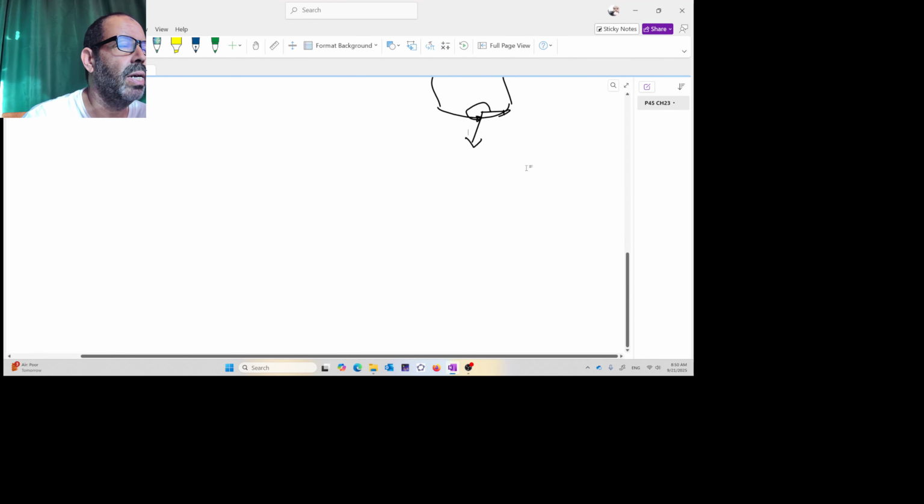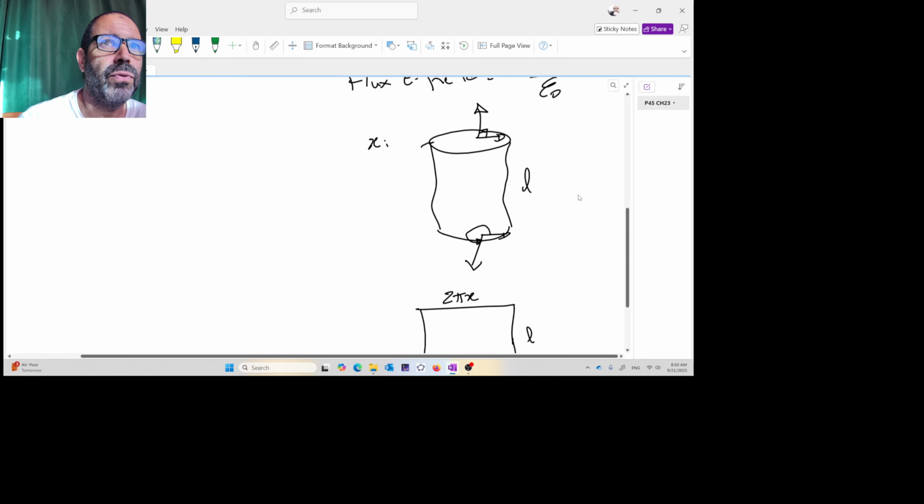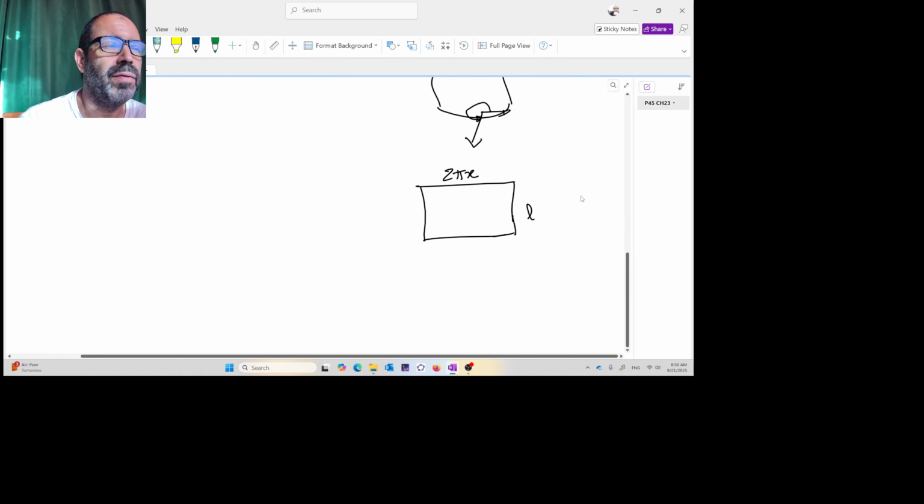Therefore, the only side that is going to contribute is the lateral side. The lateral side can be opened up, and it has a length L and a width, which is the circumference of the circle whose radius is X, which is 2 pi X. So that's the only contribution, and both the area and the electric field are radial. Therefore, there is a cosine of 0 degrees involved. So the flux in either case is going to be 2 pi X times L.